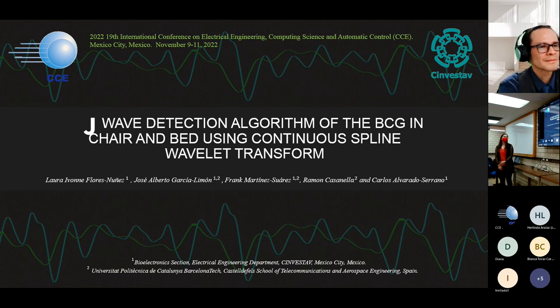Okay, hello everyone. I'm Laura Flores, and I'm going to present to you the work titled J-Wave Detection Algorithm of the BCG in Chair and Bed Using Continuous Wavelet Transform.